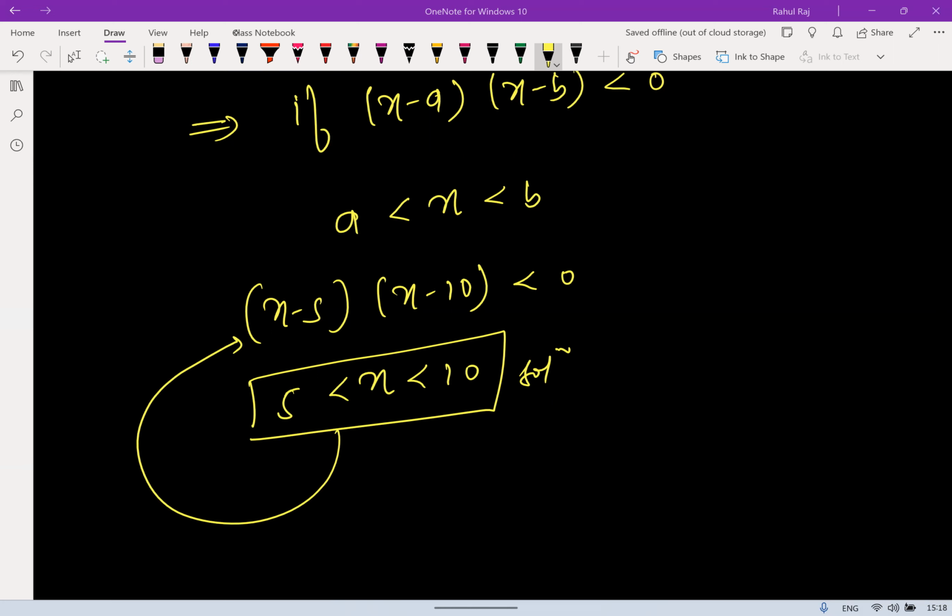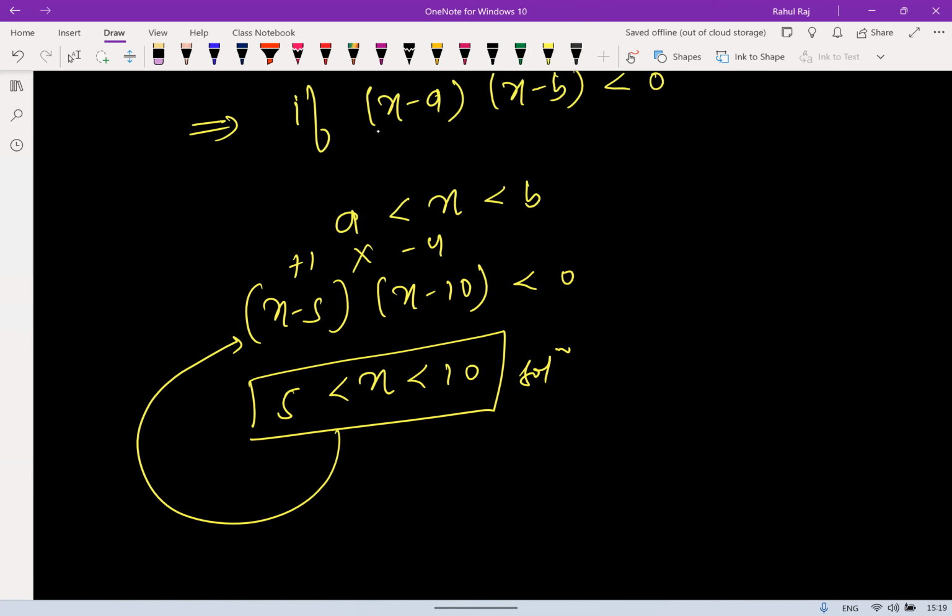Please check. It is satisfying. Put any value now between 5 and 10. Let's say x is equal to 6. 6 minus 5 is what? Positive 1. 6 minus 10 is negative 4. So the product is negative, this is less than 0. That's all.